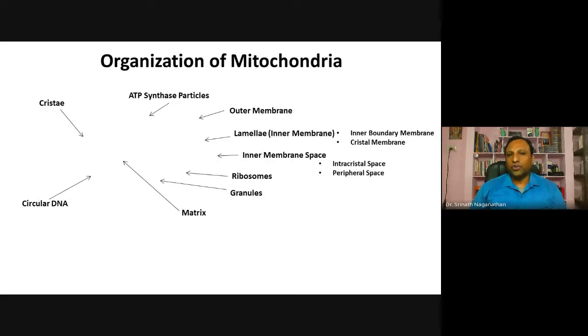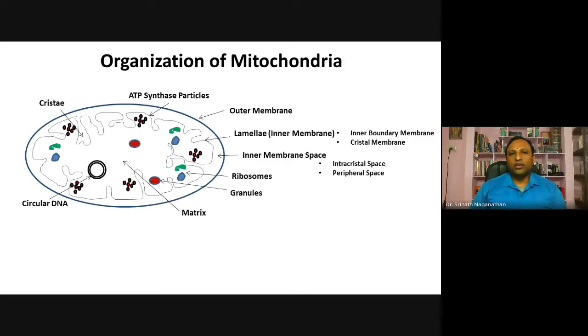Organization of mitochondria: you can see they have the outer membrane, and the inner membrane, which is called lamellae, that is the inner boundary membrane and crista membrane. Then in between the outer membrane and inner membrane, we have the intermembrane space, which is called the intracristal space or peripheral space. They have two types in this. Then they have the ribosomes. You can see here the ribosomes are there.